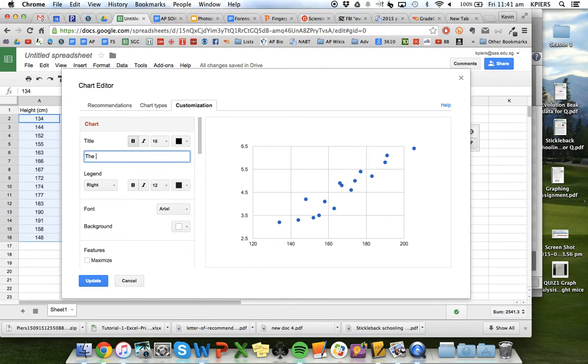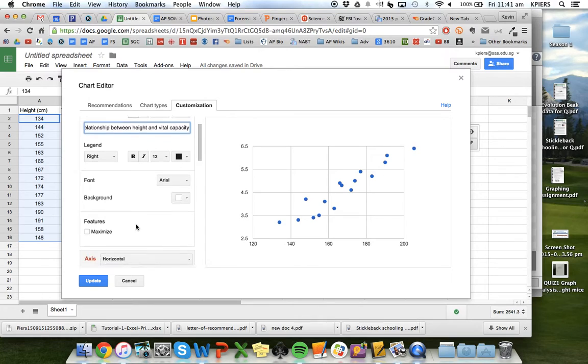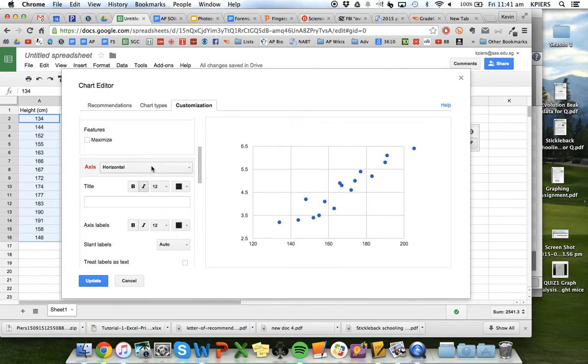So this is the relationship between height and vital capacity. So there's my title. I'm going to scroll down here and add a title to the horizontal axis. So you see our title comes up here. My horizontal axis is height, and you've got to add the units. It's centimeters. I can change this to the vertical axis and add a title there, which is vital capacity, and that's in liters.